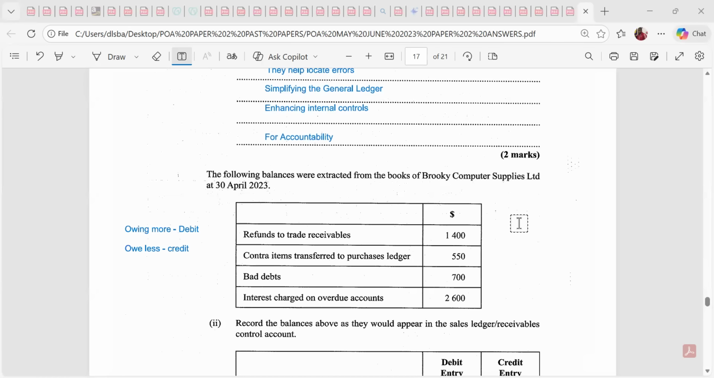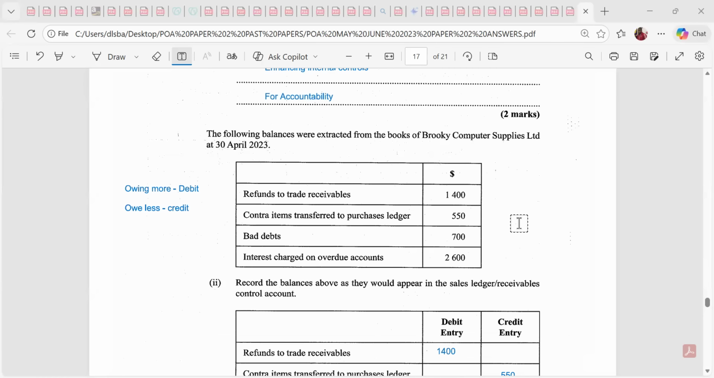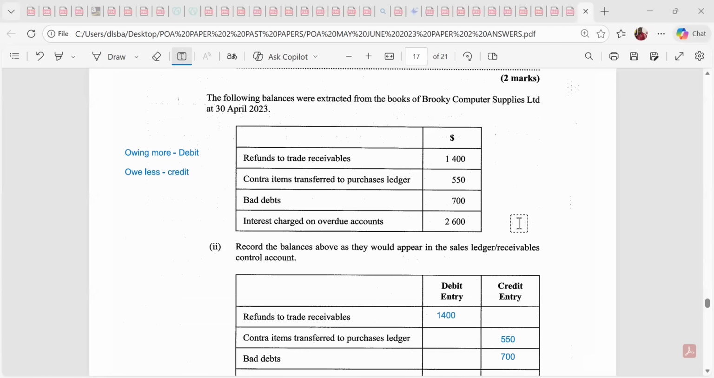The following balances were extracted, and they want us to record the balances above as they would appear in the sales ledger receivables account. So we're looking at the sales ledger control account or the receivables control account. If it's making them owe us more, we are going to debit. If it's making them owe us less, we are going to credit. If we refund them, that means they had paid us based on something we owe and we give them back the money, so they owe us it again. So it's going to debit.